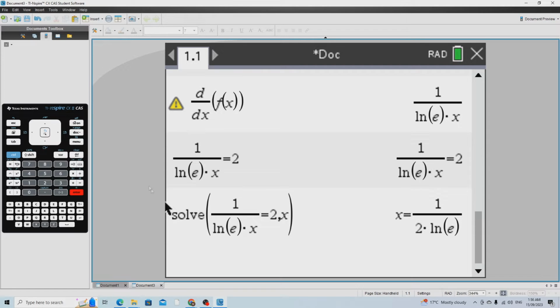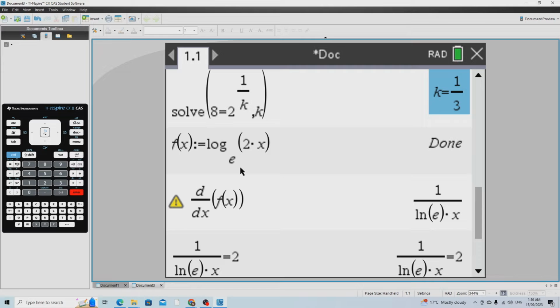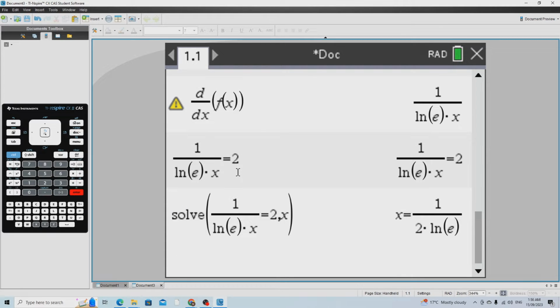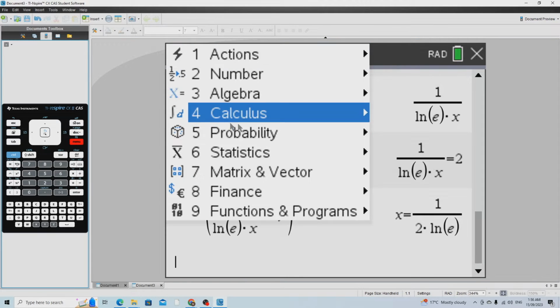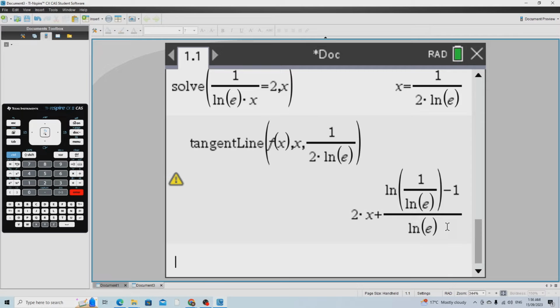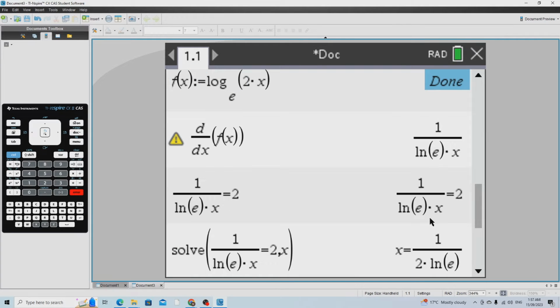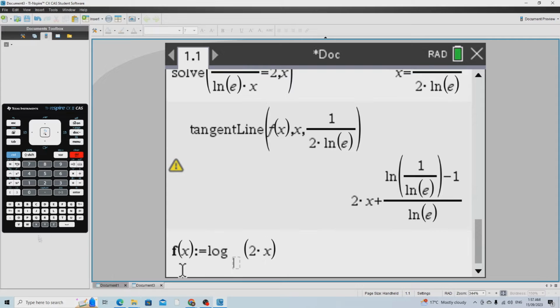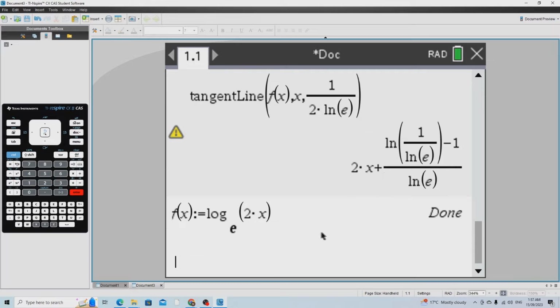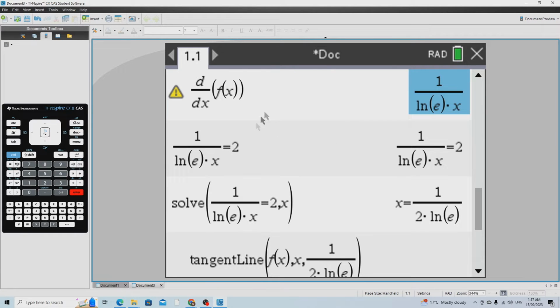Have I done anything wrong here? We've defined f of x, the tangent has a gradient, and we've equated it. So what we can do is just find the tangent: tangent f of x, comma, this line over here. And we get this. Have I made a mistake? Did I put e here? Ah, e is not a constant here. That's the mistake I made.